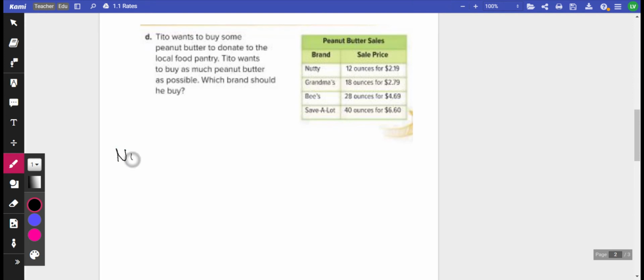So I'm going to label each of them. Nutty, Grandma's, Bees, and Save-A-Lot.